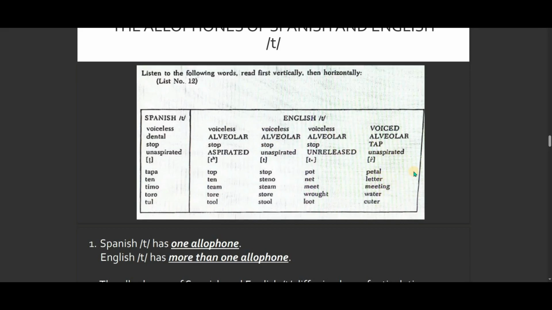So this one, the T sound, becomes almost like the R sound. So we will have pedal, letter, meeting, water, cutter. The tip of your tongue will slightly touch the palate. Pedal, letter, meeting, water, cutter.